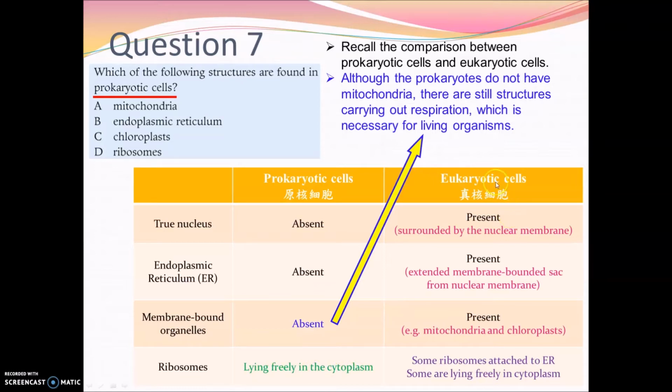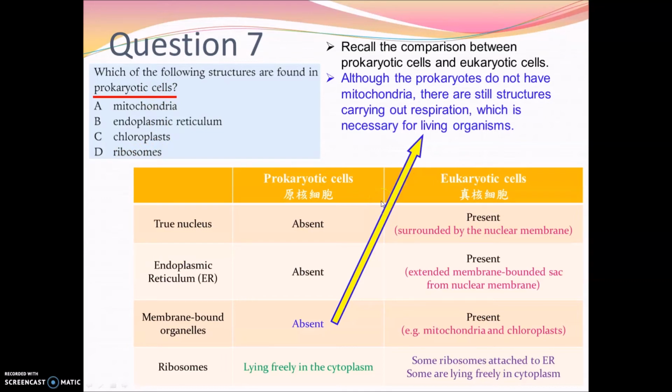But for the eukaryotic cell, because they have the true nucleus, the nuclear membrane, and the extended nuclear membrane, the ER, some of the ribosomes can attach to the ER, and some of them are lying freely in the cytoplasm. So both prokaryotic cells and eukaryotic cells contain ribosomes. And the question is which of the following structures is found in the prokaryotic cell? So actually A, B, C are wrong. The final answer must be D, ribosome.